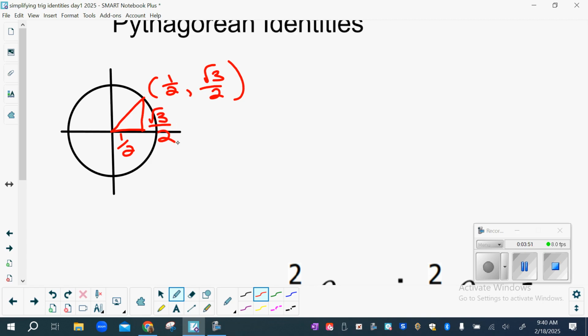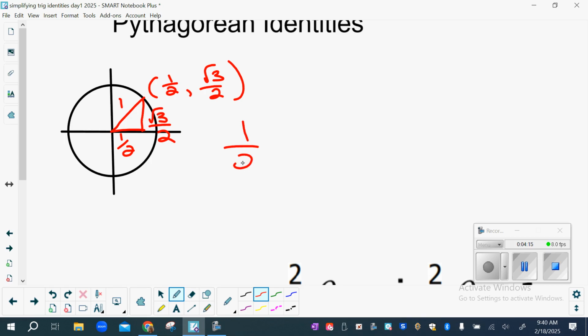And this is the unit circle, so this guy is 1. If I wanted to Pythagorean this guy, a squared plus b squared equals c squared, I should be able to do it and it should equal 1. And I'm going to test it. I'm going to see if it works. Because right now, it's not looking good. I'm like, that doesn't look like it's going to work. So I'm going to try it.